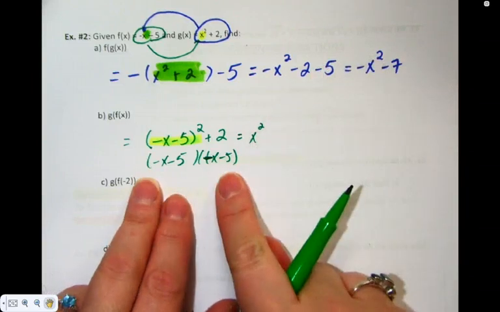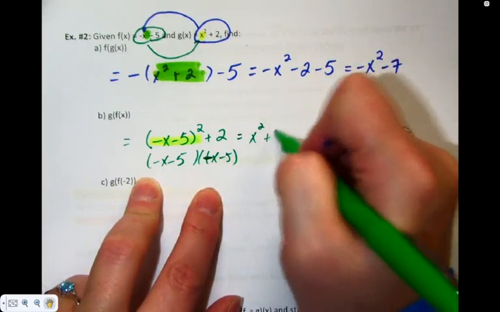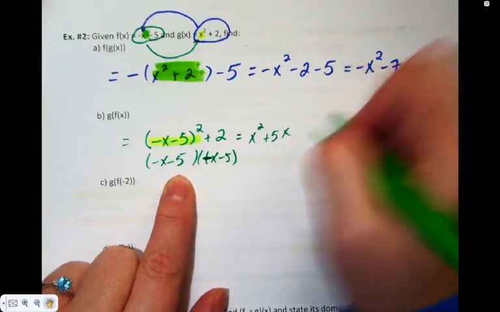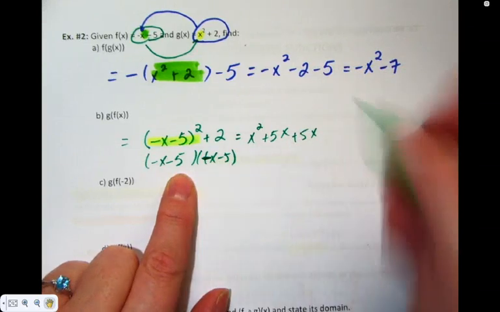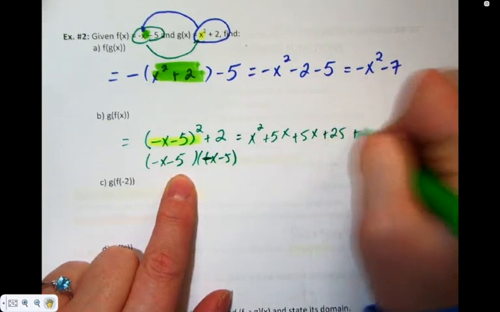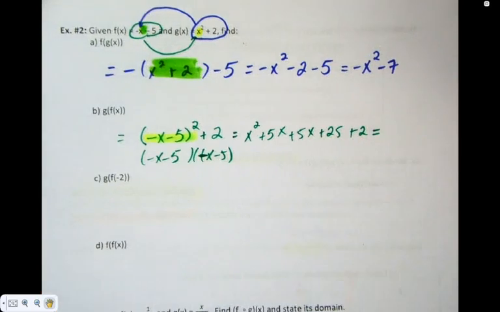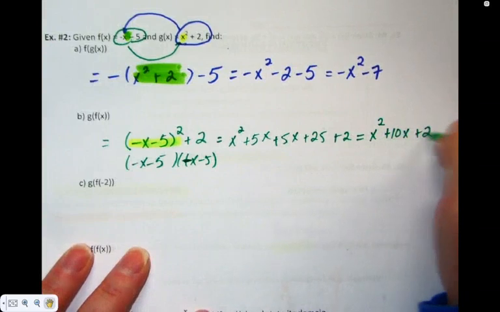Perfect. The outside is negative x times negative 5. The inside is negative 5 times negative x. The last terms is negative 5 times negative 5. And then I still had that 2 that was hanging around. And so simplifying the like terms, my explicit function would be x squared plus 10x plus 27.